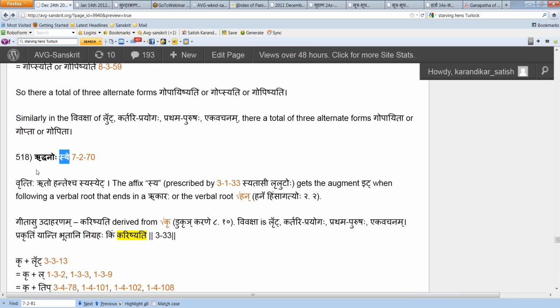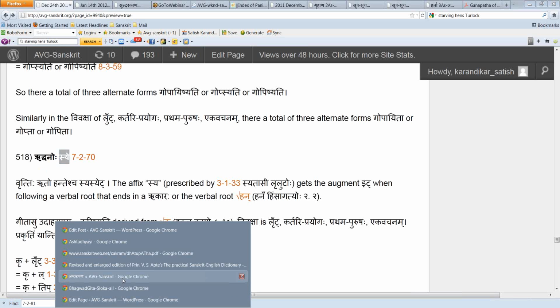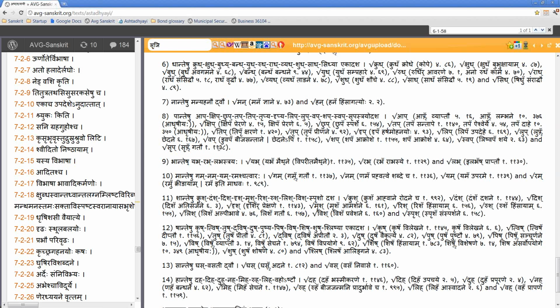Now, why is the sutram required? Can we not manage with 7.2.35? No, we cannot, because 7.2.35 would be stopped by 7.2.10. Coming back to 7.2.10, go back to your list, and there is nAnteshu manyahana. So the han dhatu is an anudAtta upadesha dhatu, because in the nAnteshu, there are two dhatus, manya and hana. So if we did not have this sutram 7.2.70, then 7.2.10 would have blocked 7.2.35. Obviously, that's why Panini has to compose 7.2.70. But 7.2.70 is specific to the pratyaya sya only. So keep track of these domains now.